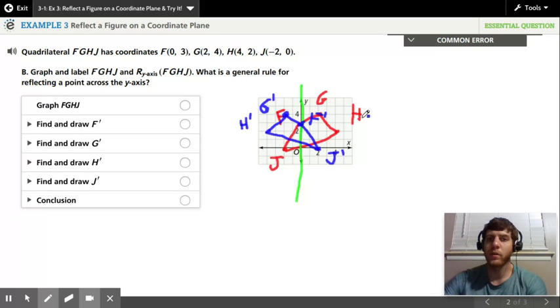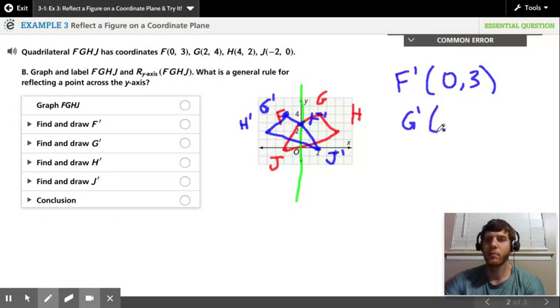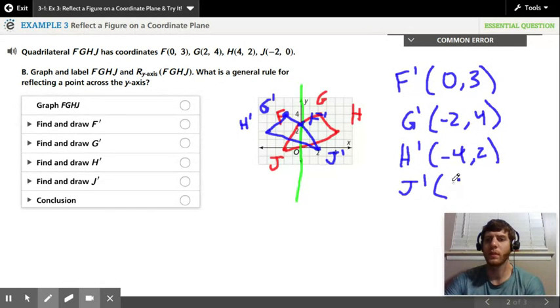If we wanted to write out our points here, F prime stayed at 0, 3. G prime ended up becoming negative 2, 4. It was 2, 4, and then it became negative 2, 4. H prime was 4, 2. It's going to become negative 4, 2. And then J is negative 2, 0, so J prime became 2, 0. So unlike reflecting over the x-axis, where the sign of the y value changes, when you reflect over the y-axis, the sign of the x value changes.